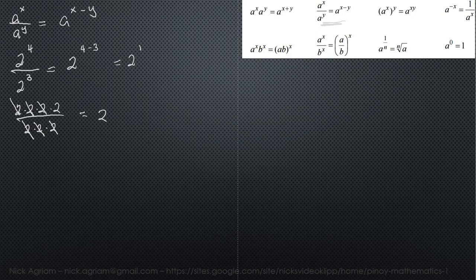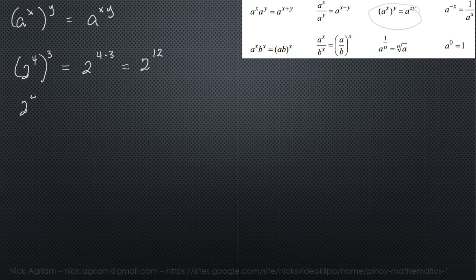Okay, and then the next that I'm going to discuss is a raised to x raised to y. Then all you need to do is to find the product of the exponents. That means if I have 2 raised to 4 raised to 3, then I have 2 raised to 4 times 3, which is 2 raised to 12. Why? Because if I have 2 raised to 4 multiplied by 2 raised to 4 multiplied by 2 raised to 4, from the first law, I can add their exponents.